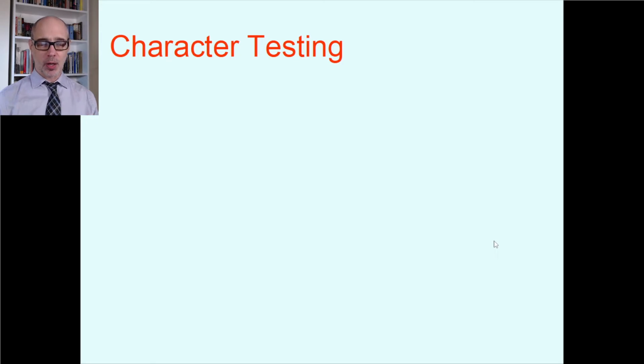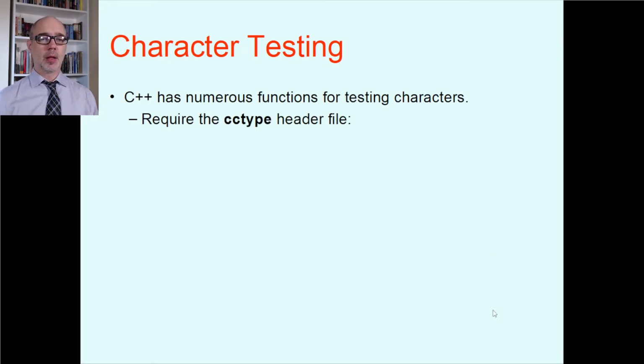Okay, so first of all, strings are built out of characters, so let's just talk about characters for a second. There are a bunch of functions in C++, and we have just inherited these from the C language, so you're kind of learning two languages at once now, for testing what type of character you're dealing with. And these are all in the cctype header file, the C language character type library.